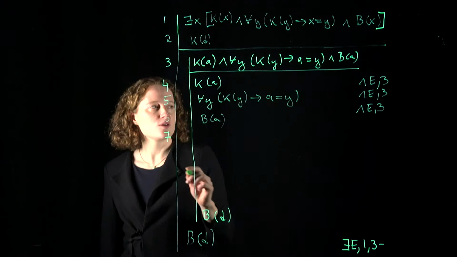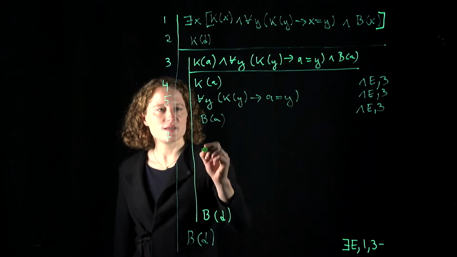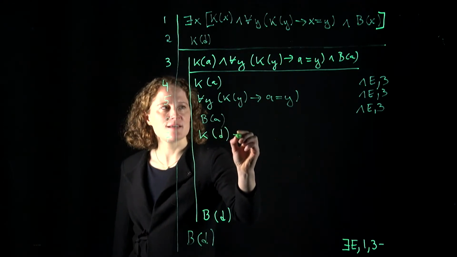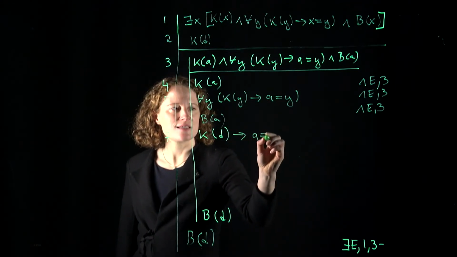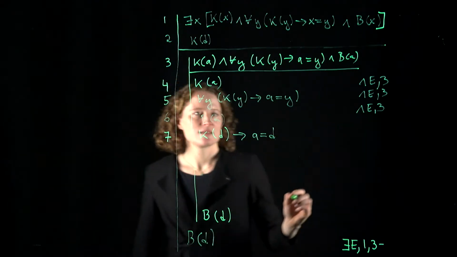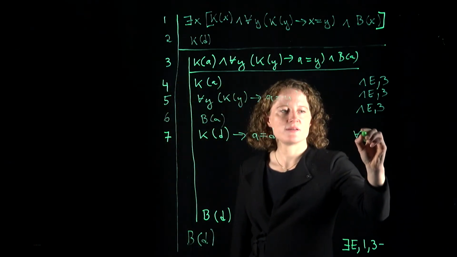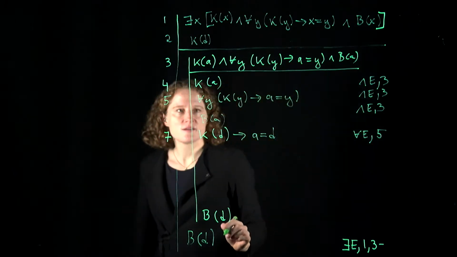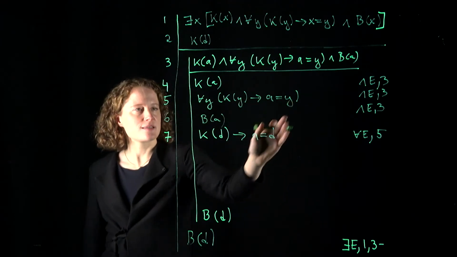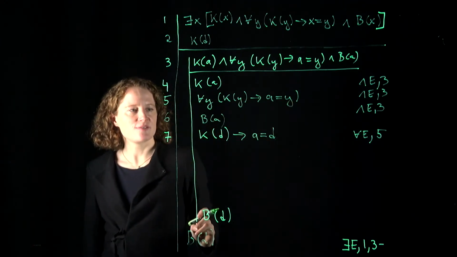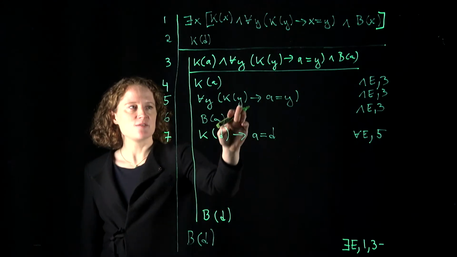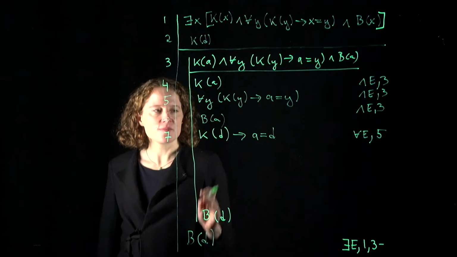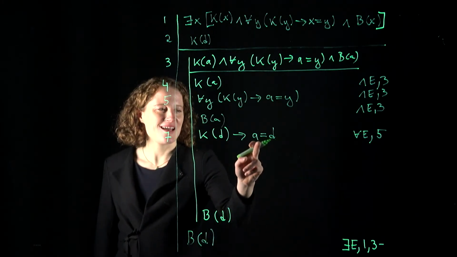So I am going to use universal elimination to infer that if KD, then A is identical to D. So this step is justified by universal elimination applied to line 5. So here I've simply taken my universally quantified sentence, deleted the universal quantifier, and substituted the name D for the variable y. And this gives me a conditional here. If KD, then A is identical to D.